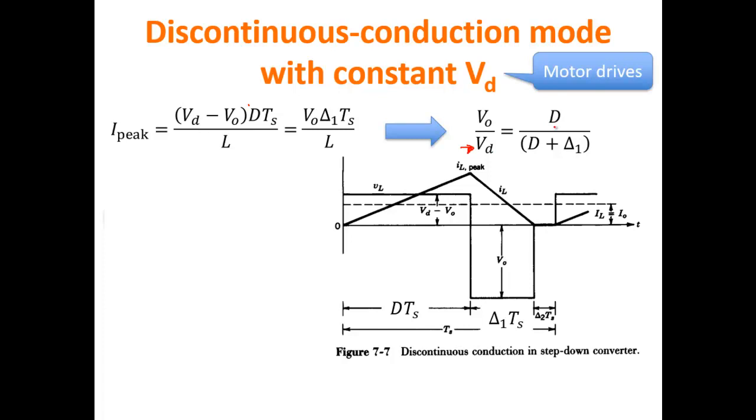You see, this is changed with respect to what we had in continuous conduction. In continuous conduction, what we had obtained is VO over VD is equal to D. In this case, VO over VD is equal to D over D plus delta 1. And we do not know what is the value of delta 1. Delta 1, as you can intuitively understand, is going to depend on the output current, but we have not extracted the dependence yet.